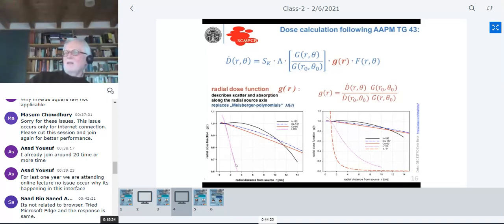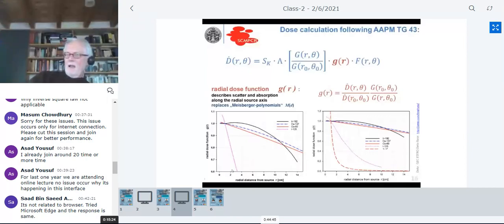It is very different for something like iodine here. There you have a very steep radial dose function because of the fact that this is a low energy source, which is mainly governed by photoelectric absorption. So you have a very strong decrease.